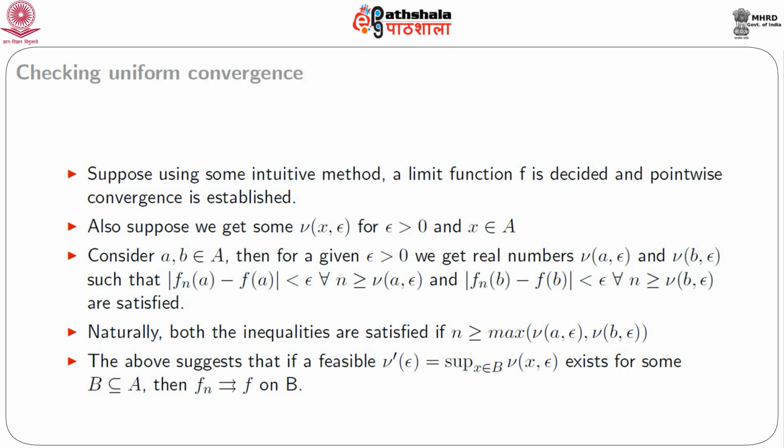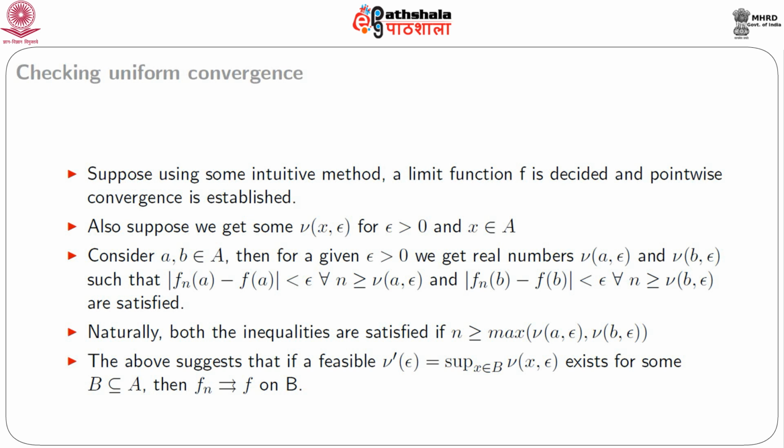Then for a given epsilon greater than 0, we get real numbers ν_A(ε) and ν_B(ε) such that the inequalities |f_n(a) − f(a)| < ε and |f_n(b) − f(b)| < ε are both satisfied. Naturally, the first inequality is satisfied for every n ≥ ν_A(ε), and the second inequality is satisfied for every n ≥ ν_B(ε).